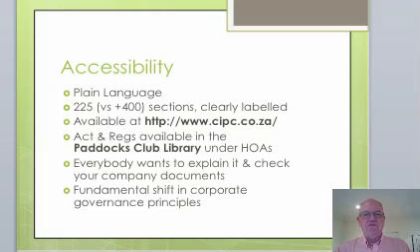Right, let's look at what I've called accessibility. This Act is drafted in plain language. It is much easier to read than the previous Companies Act. It has only 225 sections. Now it sounds a lot, but bear in mind the last one had over 400 sections, and everything's quite clearly labeled. It's quite nicely set out. Everything that you could possibly want is available at the new website, including the CIPC codes. Go and have a look around. It's well done. Everything is available for download. It's a pleasure to see a government website done quite so well.